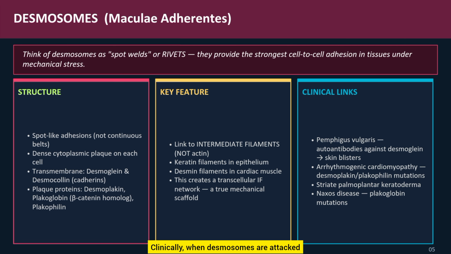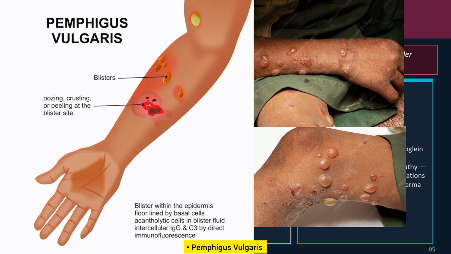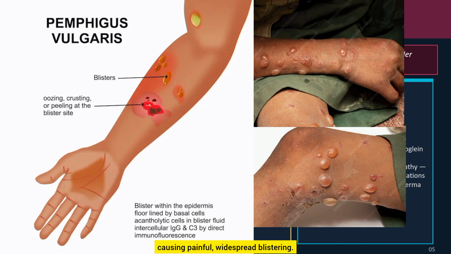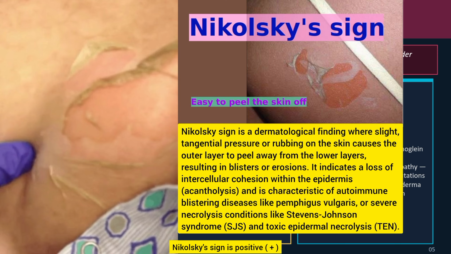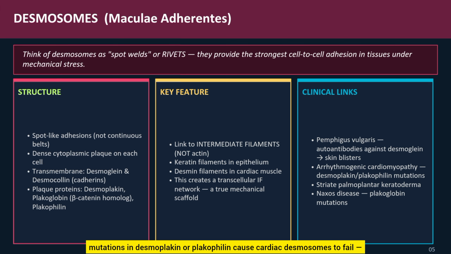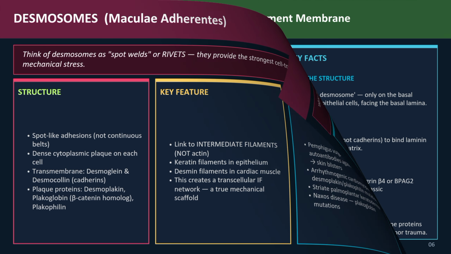Clinically, when desmosomes are attacked, the consequences are dramatic. Pemphigus vulgaris: autoantibodies against desmoglein 3 destroy desmosomes in the skin and mucous membranes, causing painful, widespread blistering. Nikolsky's sign is positive. Arrhythmogenic cardiomyopathy: mutations in desmoplakin or plakophilin cause cardiac desmosomes to fail, leading to fibrofatty replacement of the myocardium and life-threatening arrhythmias.